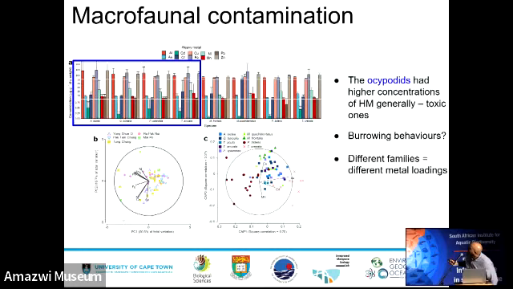When looking at the macrofauna, we see that the fiddler crabs, or the ocypodids, have the highest concentrations of metals generally, especially the toxic ones.